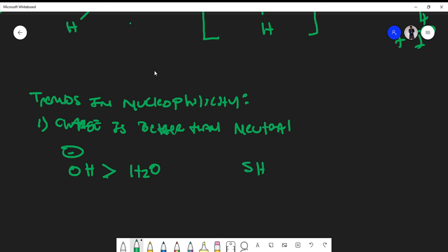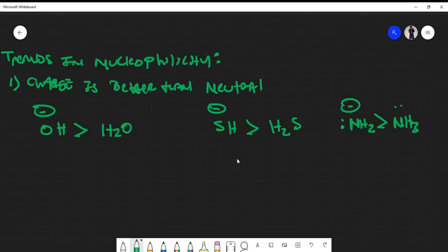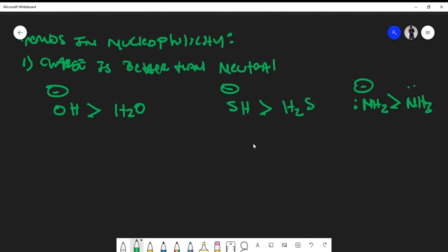Or in other words, SH minus is a better nucleophile than hydrogen sulfide, H2S. Or we can also say that NH2 minus is a better nucleophile than just pure ammonia. So again, charge is better than no charge. So you must think about this when you're deciding if a reaction is SN2 versus SN1, etc., which we're going to cover obviously in the next video.